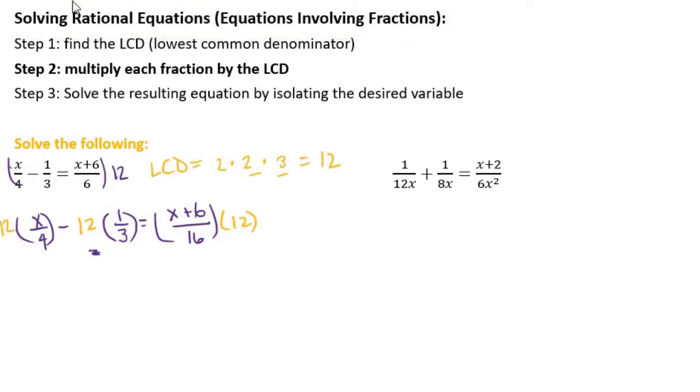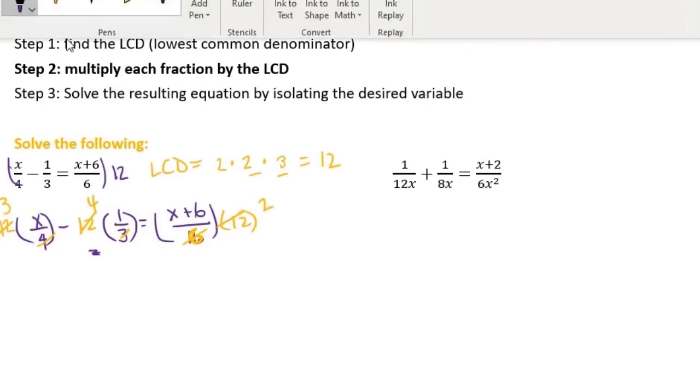Now I can cancel. 12 divided by 4 is 3. So all that I have left from the first term is 3x. 12 divided by 3 is 4. And 12 divided by, I've written 16 here. This should be a 6. So I have 12 divided by 6 is 2.